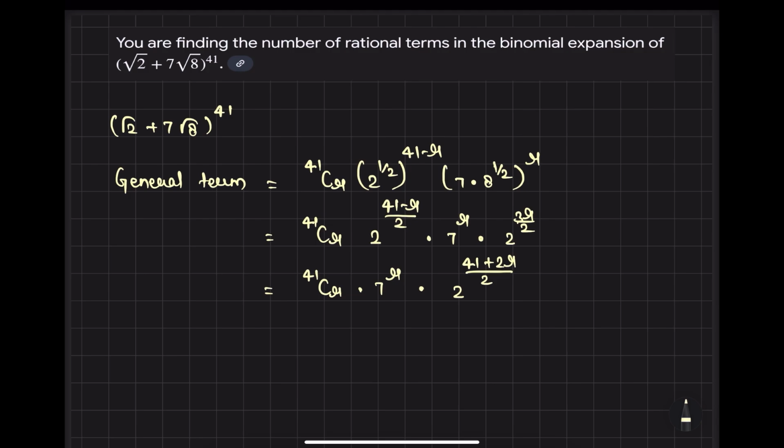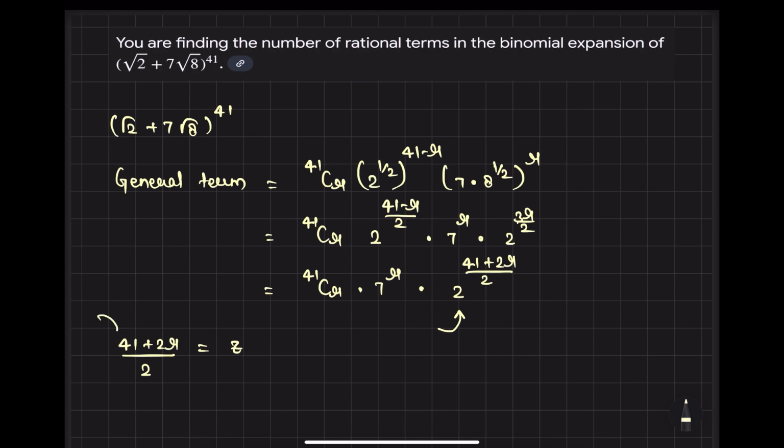Now look at this. You know that this thing will always be an integer. Now we want the number of rational terms. So everything depends upon this part. This means that (41 plus 2R) by 2 has to be an integer. Correct or wrong? Now look at this. So we will try to find out those R's.